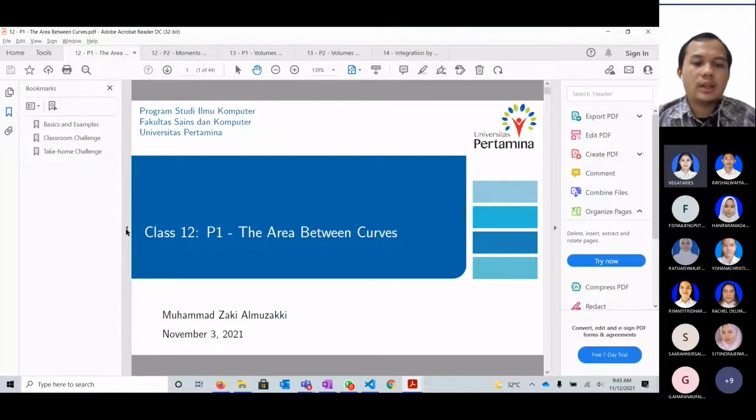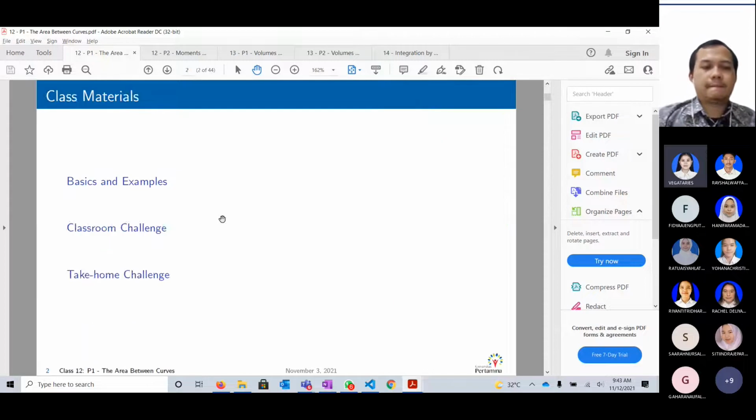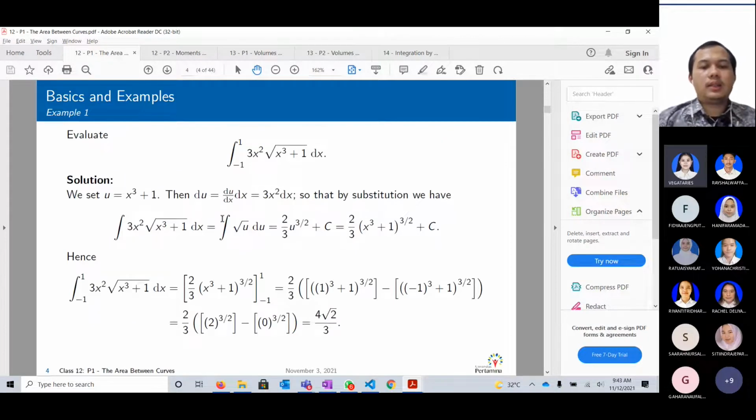Okay, now the area between curves. So basically, if we want to compute the area, we have to make sure that the integrand, the function here, is positive. So in this case, we are sure that this is positive because a square root is always positive in this case, and x squared will always be positive.